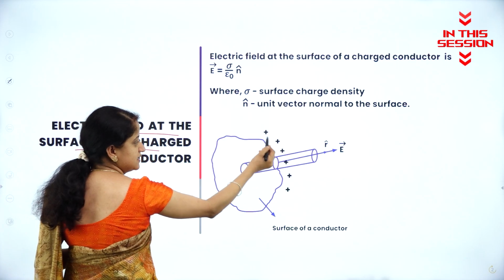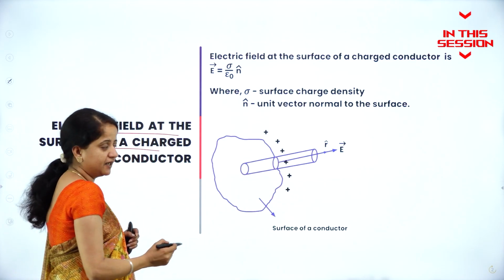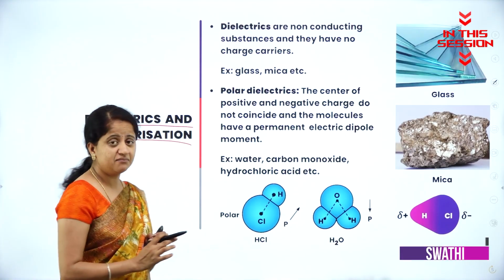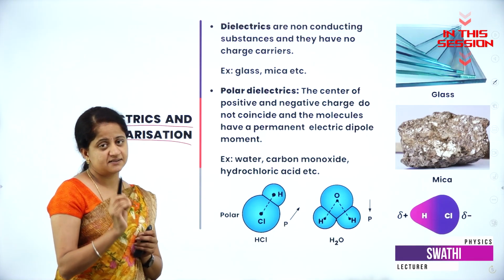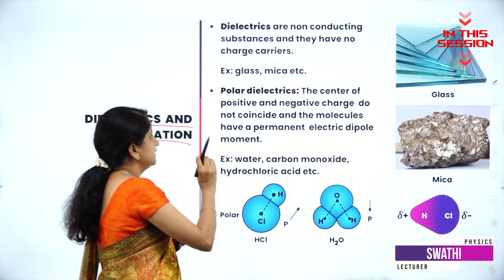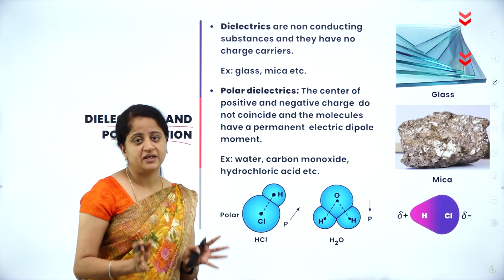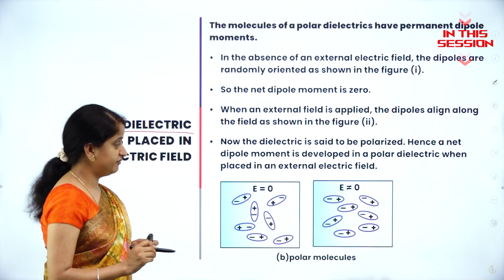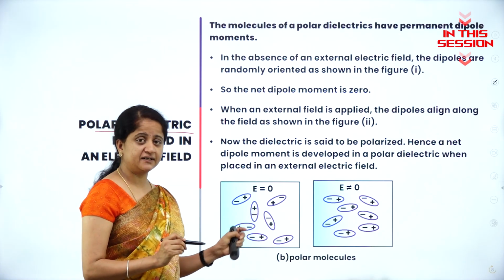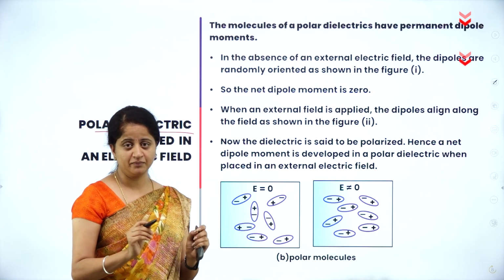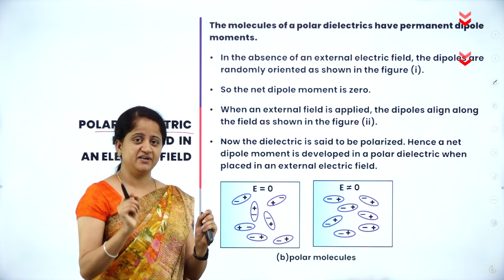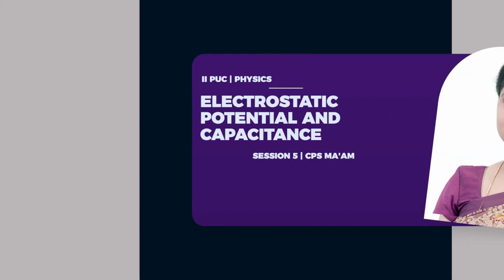On the surface the charges are located. The dielectrics are nothing but non-conducting substances, or we can say they have no charge carriers. They are insulators. In the absence of electric field, we know that polar dielectrics have a permanent dipole moment. The centers of positive and negative charges do not coincide.